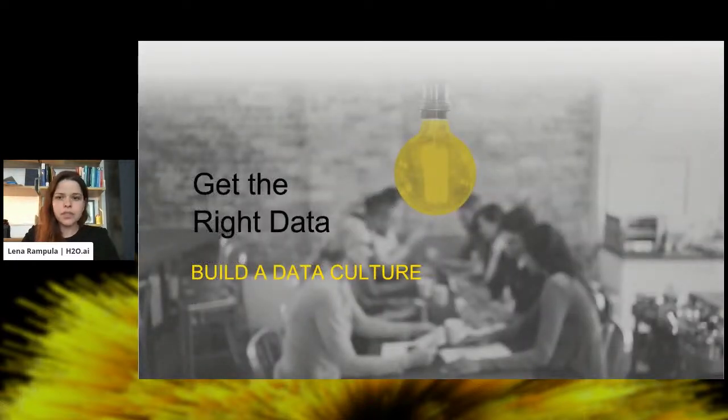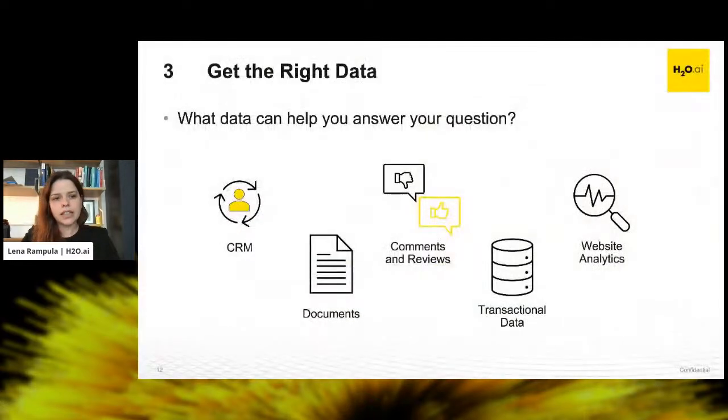Let's get to the data. So what kind of data should you use for your project? You can find data anywhere, and those could be your CRM system. It could be comments and reviews from your website, transactional data, website analytics, some documents that you may have collected, sensor data that you collect from your product line, really anywhere. But what you need to think about is what data can help you answer your question.